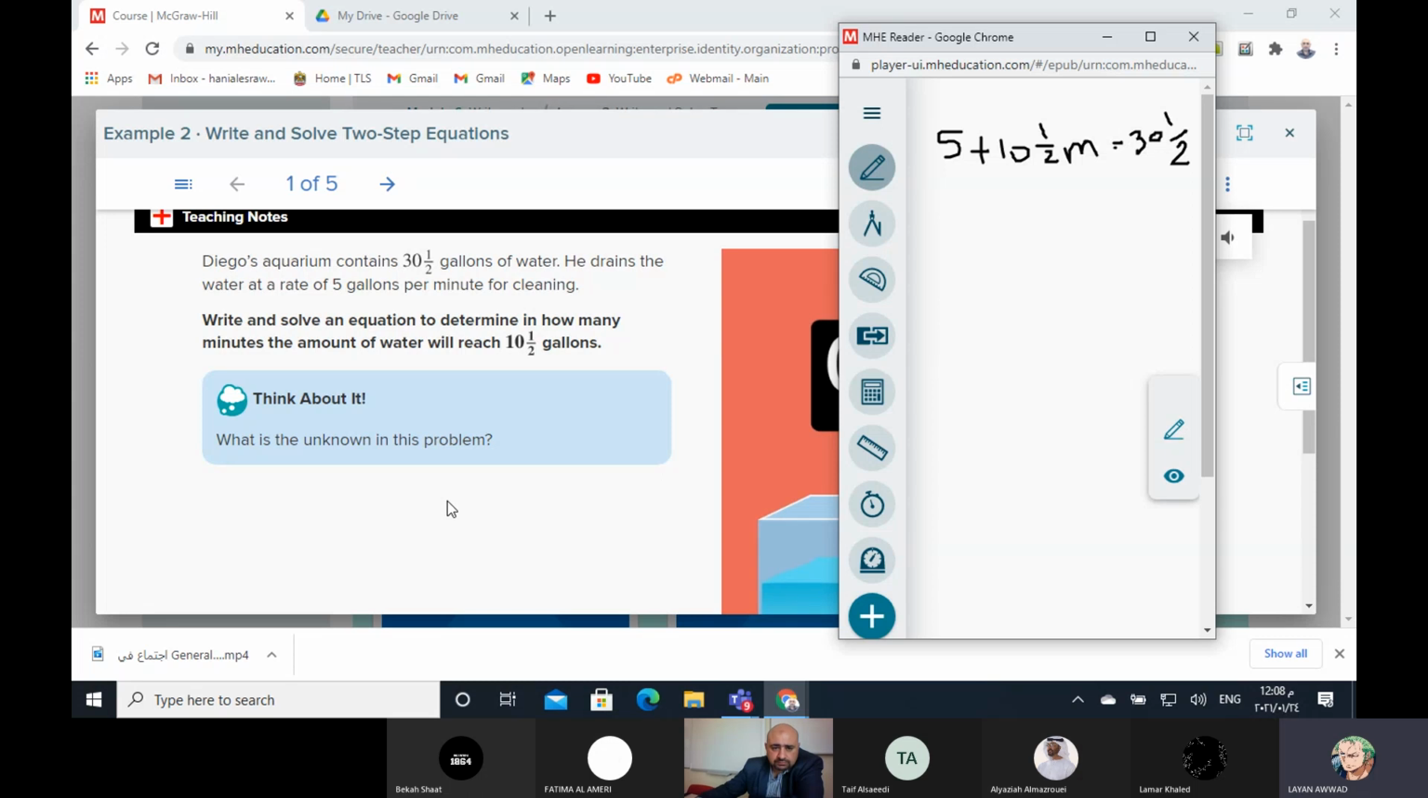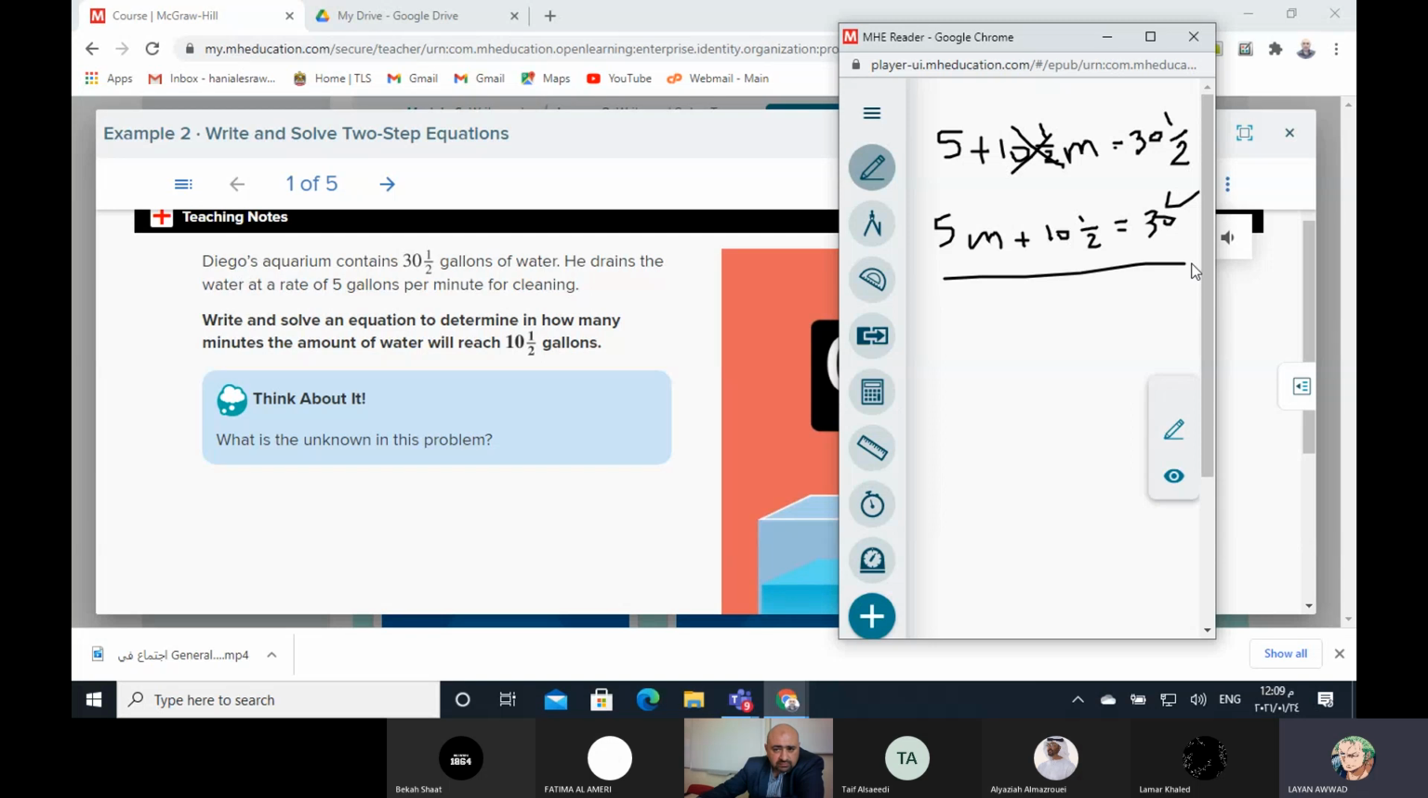Or 5m plus 10.5 equals 30.5. 5m plus 10.5 equals 30.5. Right. So this is not true, Layan. Sir, this has the same answer as the second choice, like Ryan said. Okay, here is the second choice.